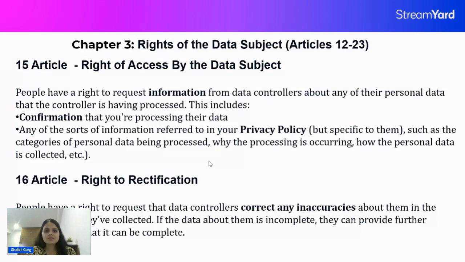I should not give the data excessively, as well. I should also understand my rights under the GDPR as a data subject. And I can also add a supplementary statement. I can give a supplementary statement to the controller, and they have to consider it. It is clear up till now.